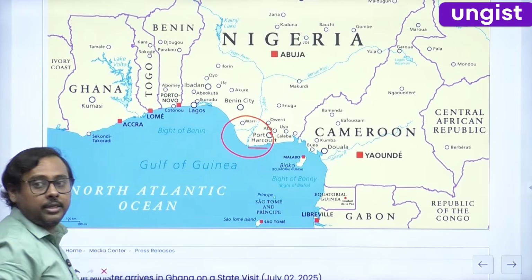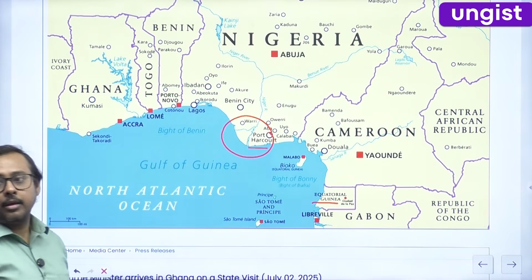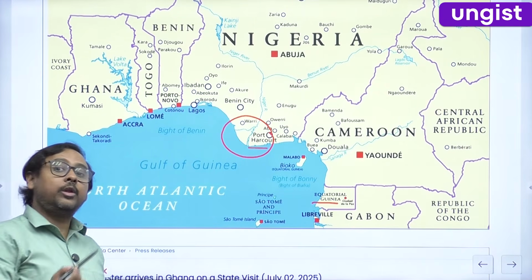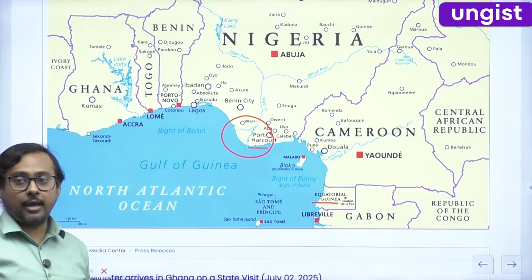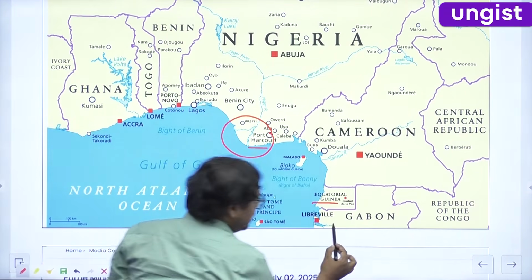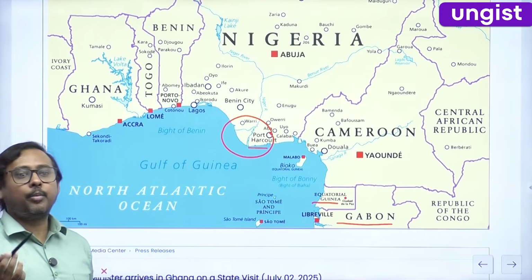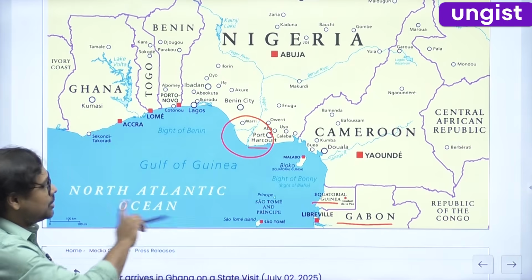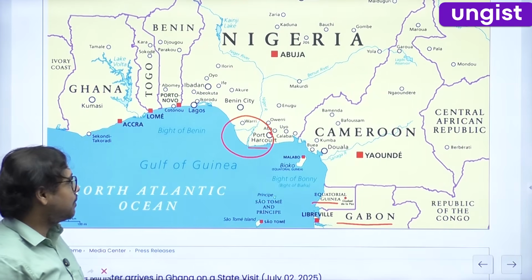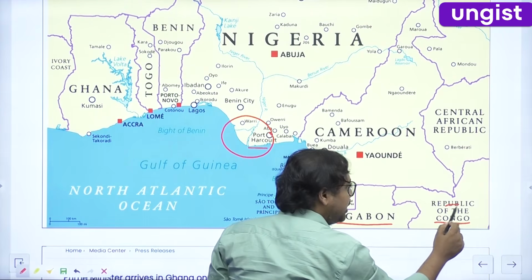Which is another OPEC country? Equatorial Guinea. Equatorial Guinea is also an OPEC country. Very easy way to remember the second one also. Which is it? Gabon, right? Gabon is your second OPEC country. The third OPEC country is also near. Which is the third OPEC country? Congo. It's singularly called Congo or Republic of the Congo.